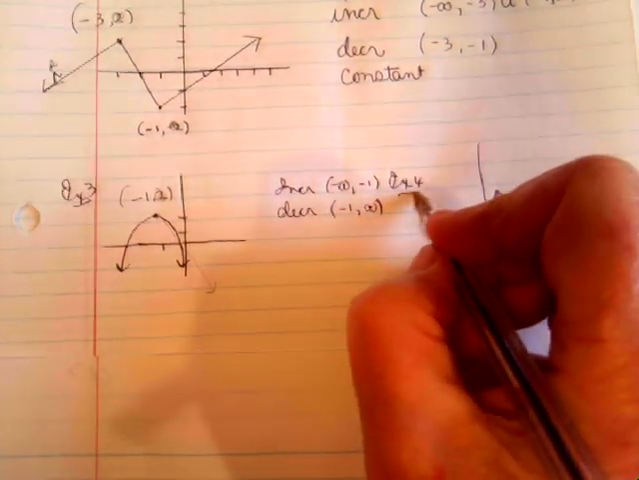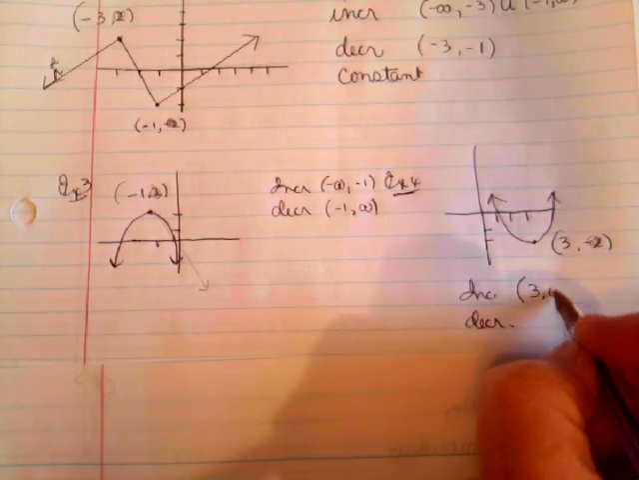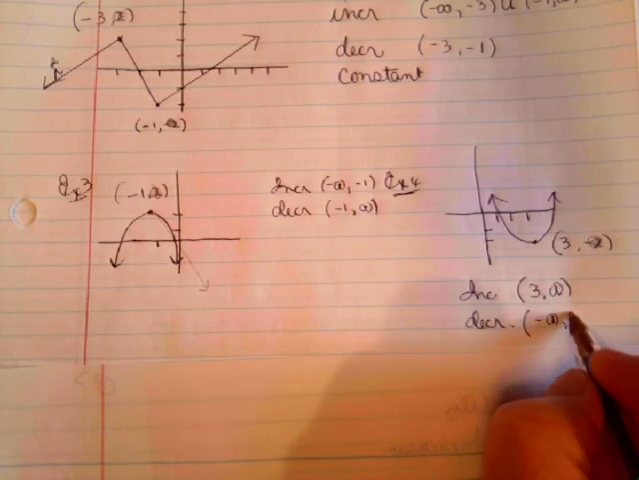Example 4. First thing I'm going to do is mark out my y. Where is this one increasing? It is increasing from 3 to infinity. It is decreasing from negative infinity to 3.